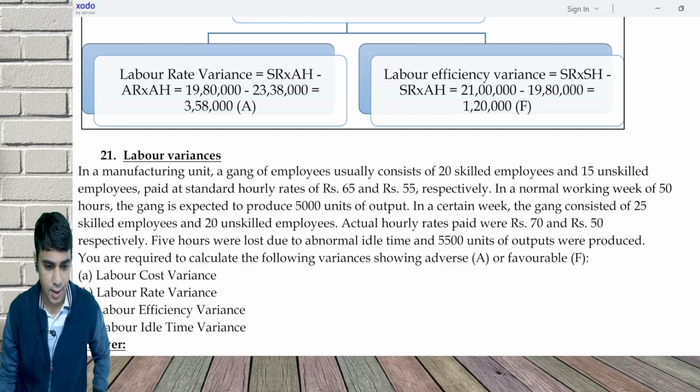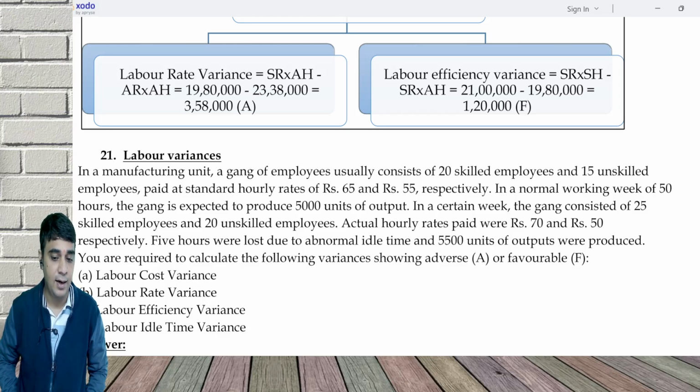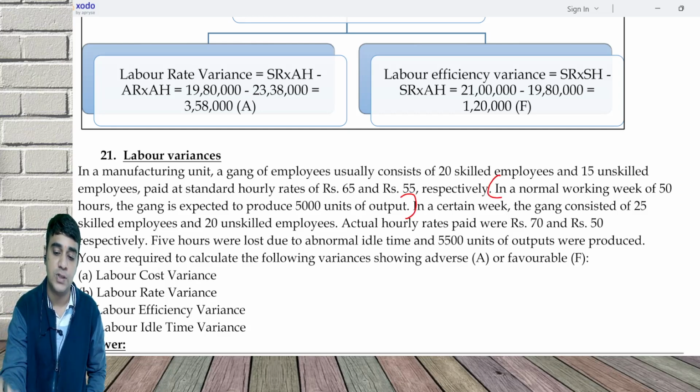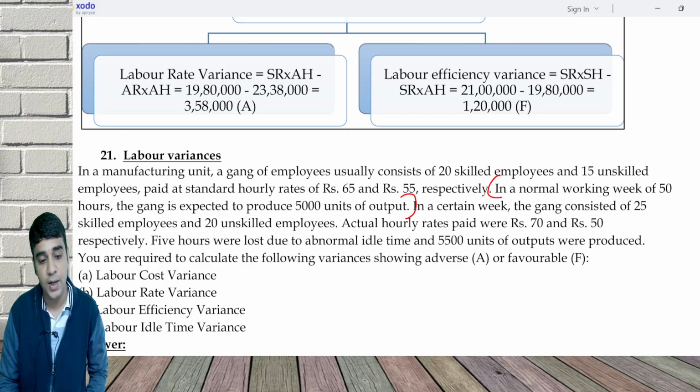Okay, let's start. In a manufacturing unit, a gang of employees usually consists of 20 and 15. So the standard composition is 20 to 15, paid at standard rates of 65 and 55. 65 and 55 is technically SR. In a normal working week of 50 hours, the gang is expected to produce 5000 units of output. Expected to produce will give you the standard equation.